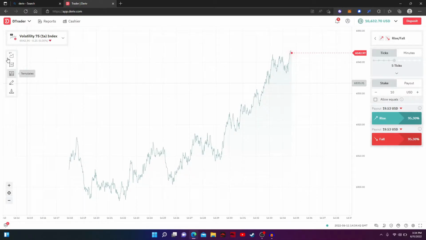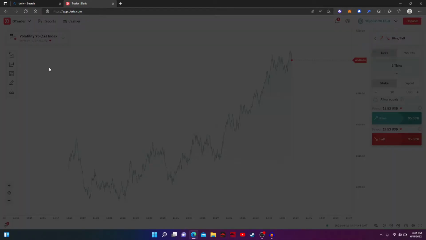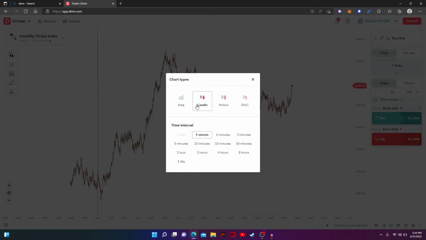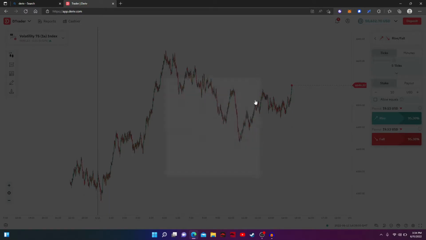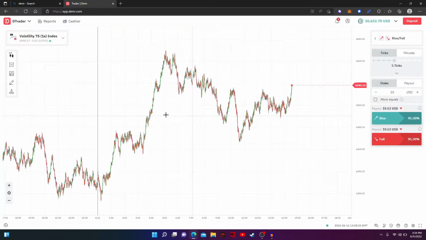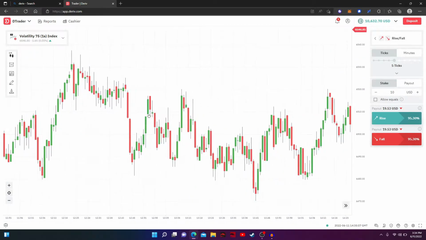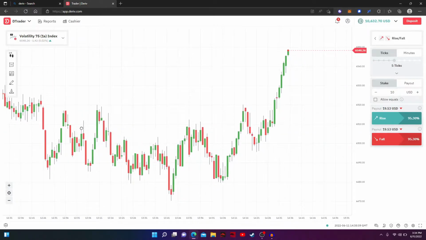You can see it. First things first, we have the chart types. There are different types of chart types that you can use, as some of you already are familiar with from crypto. I'm going to change this time interval to a 1 minute candle, and I'm going to change the chart type to candlestick. This is the most common chart pattern that most people are familiar with. Everybody's familiar with the candlestick patterns. This is what I like to trade with. This is what I use. You can choose any one you feel comfortable with.